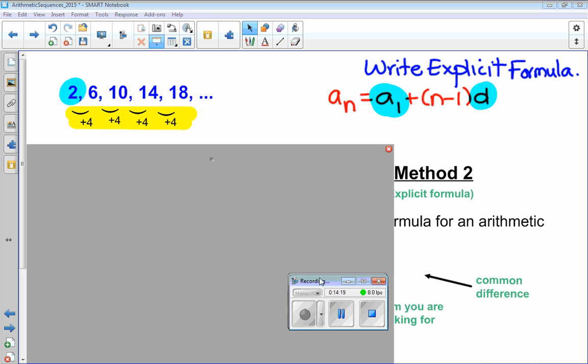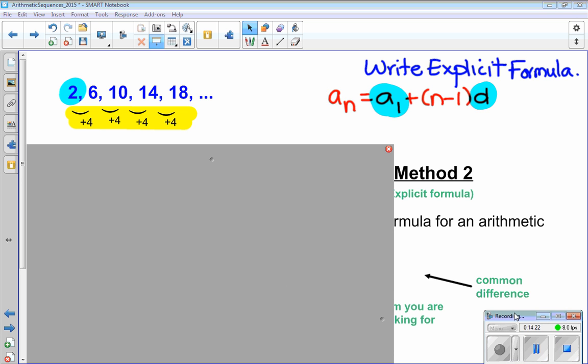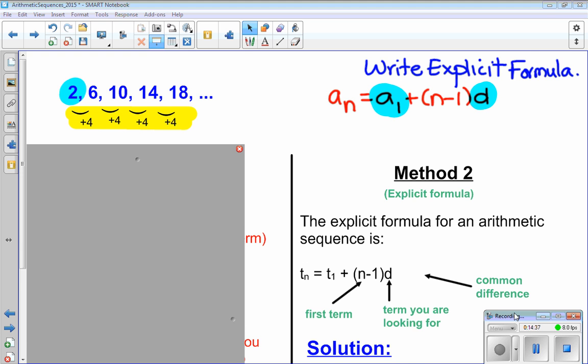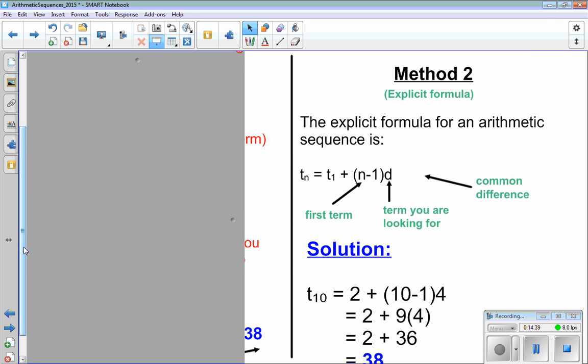Whatever number that is, that's your a sub 1. If I've written out the terms like this, that's all you need to do. Just plug in that first one, whatever the first term was. So here's my explicit formula. I wrote T's here. It's the same thing as A's. It depends on what book you're looking at. Since your formula sheet uses A's, we'll stick with A's.